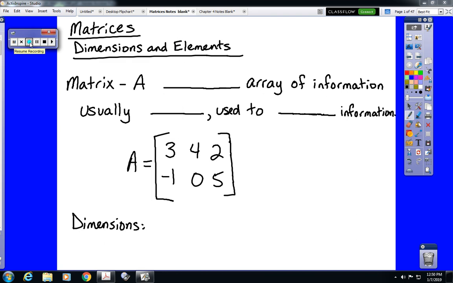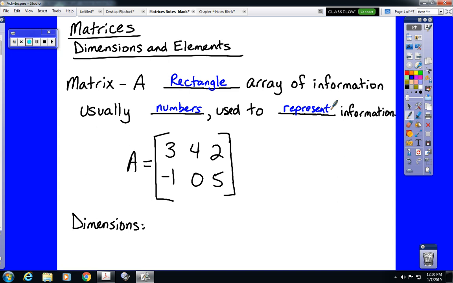This is the first video for the Matrices unit covering the topic dimensions and elements. In other words, your basic what is a matrix and some vocabulary involved in that. In mathematics, a matrix is a rectangular array of information, usually numbers, used to represent information.